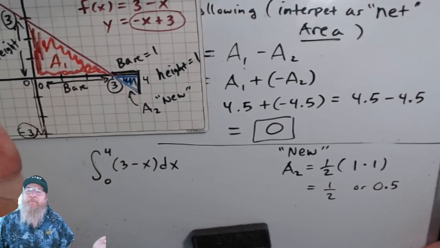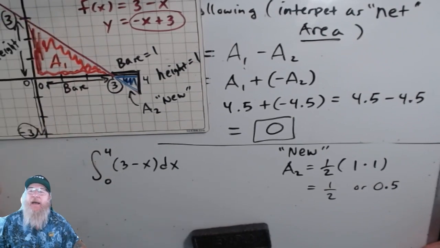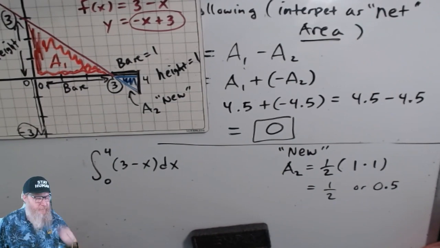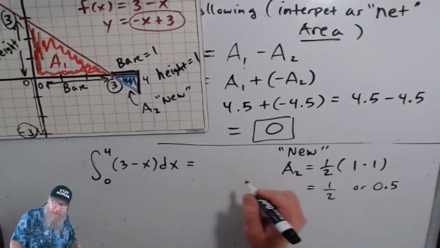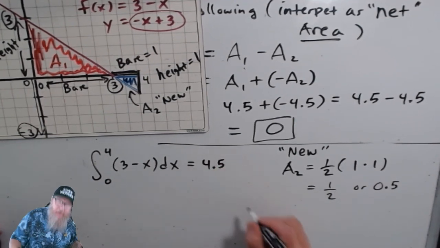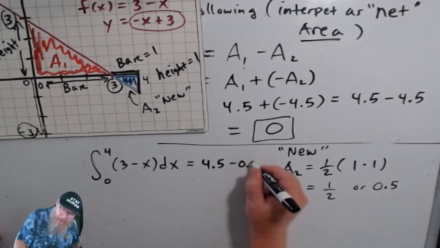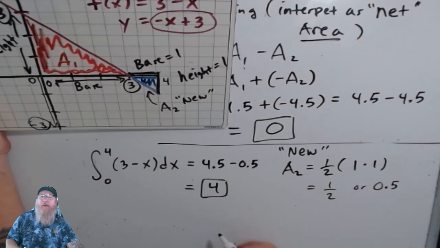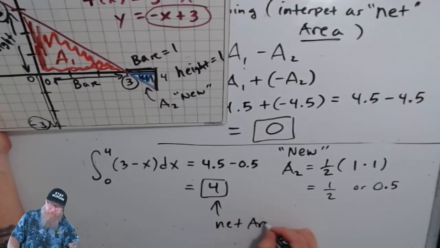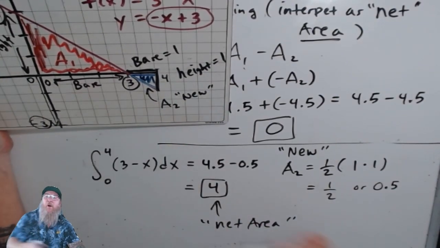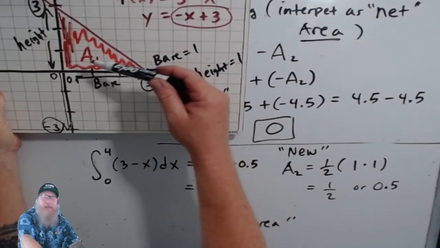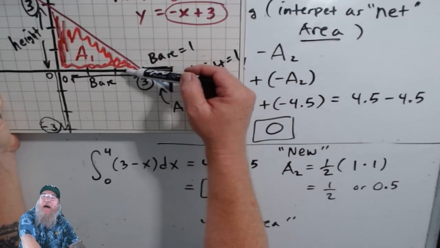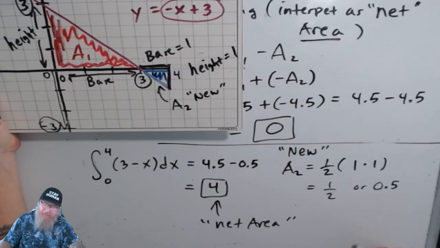A1 is still the same. I mean, unless I start at a different spot, A1 is still the same. Okay, so that means that this integral is 4.5 minus 0.5. So the net area in this diagram is 4, because you can think of it as 4.5 is positive and then 0.5 is negative.